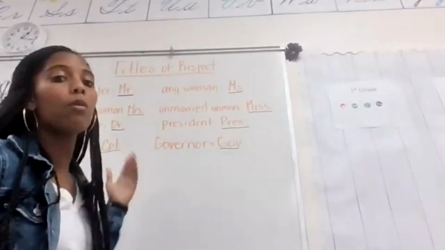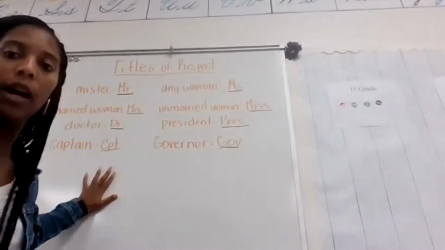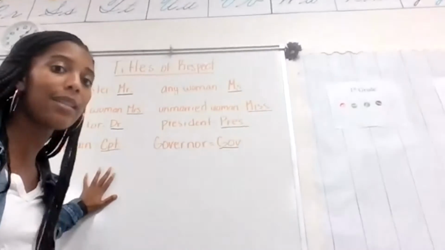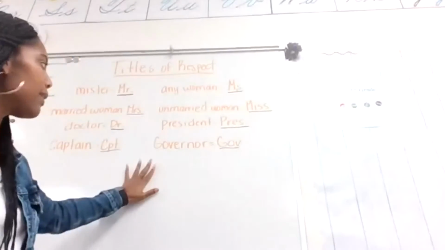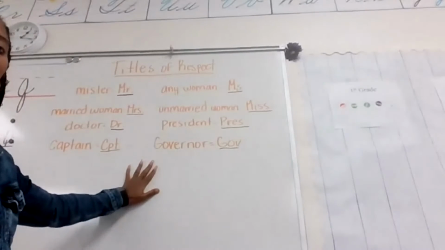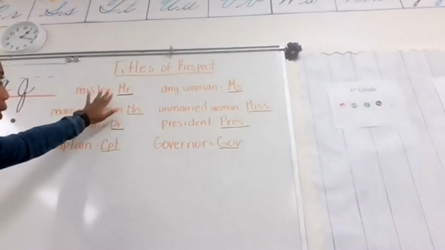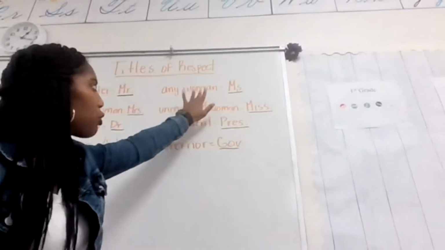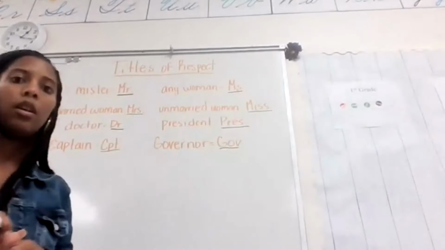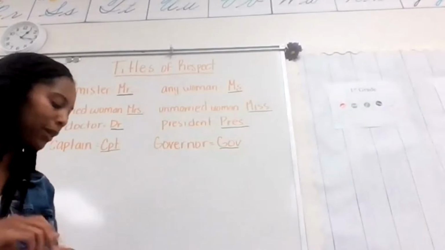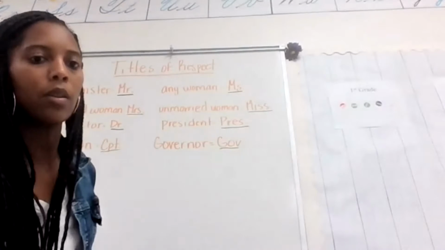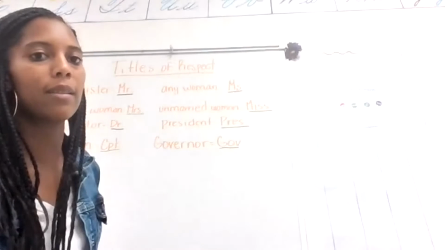So I would like you to write these down because you will have to know them on Thursday for the test. So if you need, take a minute to write all of these down. Make sure you put the actual word and then the abbreviation. Okay, I'll give you about 2-3 minutes to write these down. So these are the titles of respect.